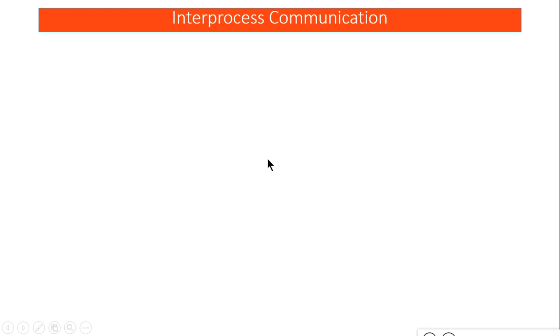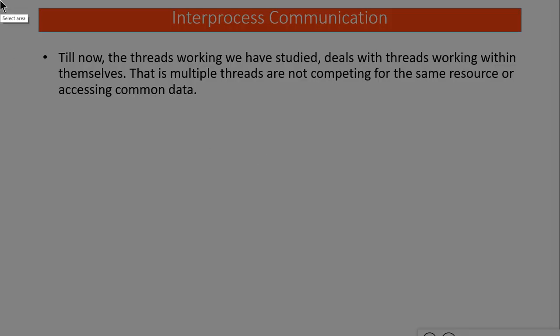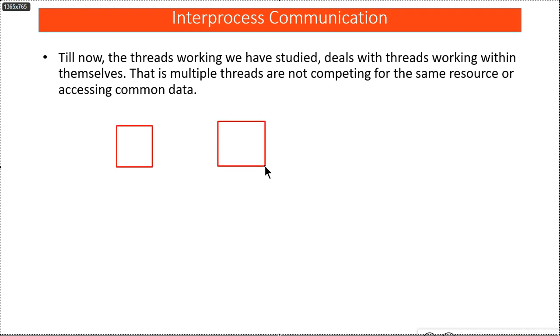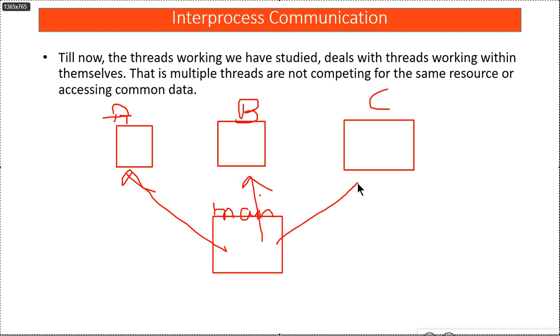Interprocess communication. So what is interprocess communication? Till now, in the previous video lecture, I have explained to you about threads and how they work. We had three threads: A thread, B thread, and C thread. Let's name them A, B, and C. And in the main thread, I was just calling these threads using the start method.